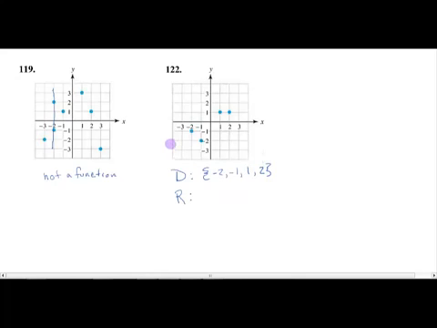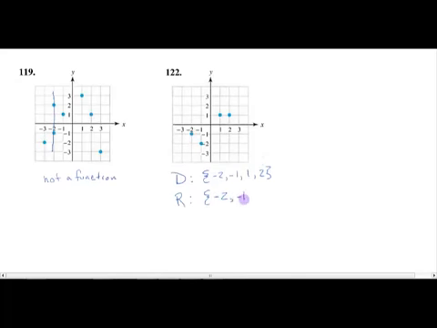And the range is going to be -2, -1, and 1. Again, in roster notation, we only have 3 values where we have y's. Okay, so it's only -2, -1, and 1, not everything from -2 to 1. So we don't use the interval notation.